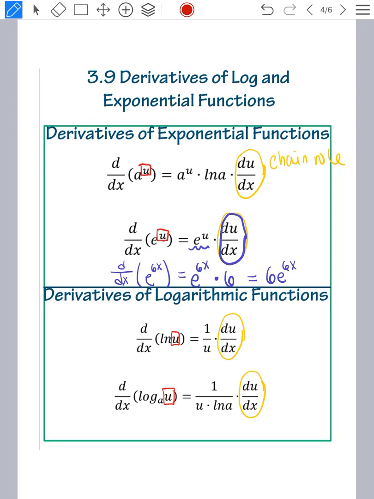And we're going to talk in a second about why it makes sense that the derivative of an exponential is an exponential.